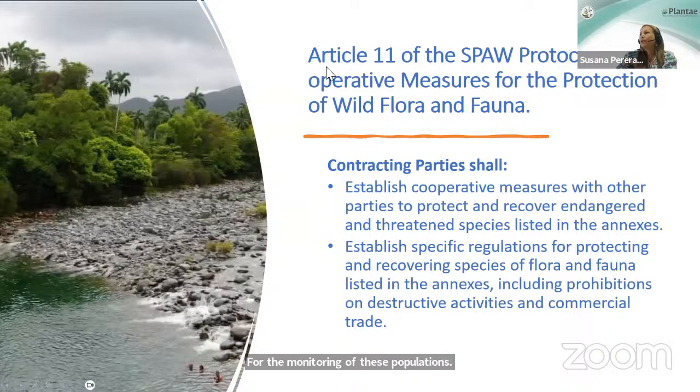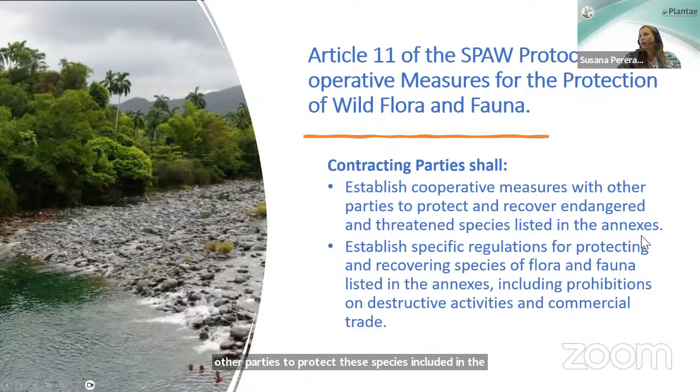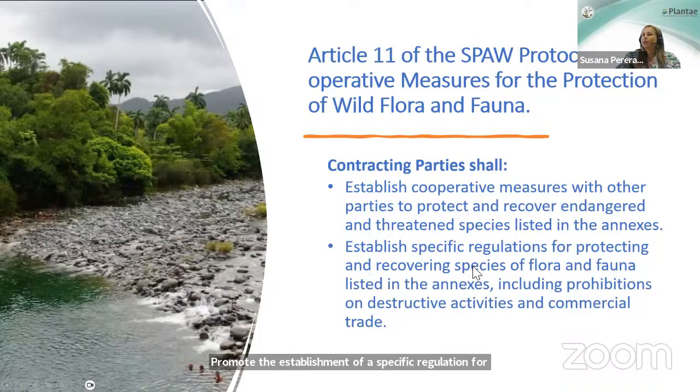And then Article 11 promotes cooperative measures for the protection of wild flora and fauna, so collaboration between the countries. Under this article, parties should establish cooperative measures with other parties to protect these species included in the annexes. The SPAW protocol has 3 annexes that I will comment on now. And this article also promotes the establishment of specific regulation for these species. So the countries need to protect these species in their national jurisdiction.